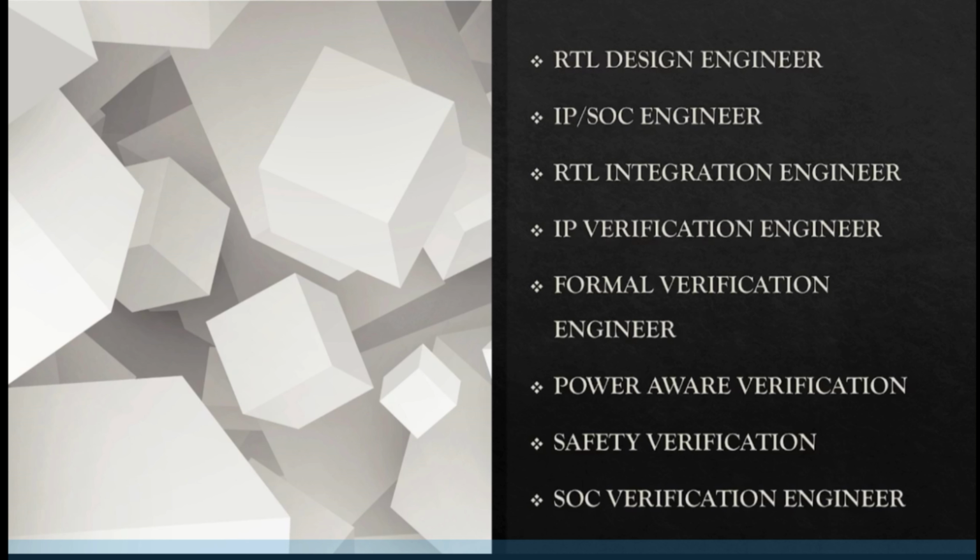Now coming to the verification side. When you are a design or verification engineer, you can be either in the RTL designing team or in the verification team. So what are the categories within the verification team? The first one is the IP verification engineer. So what will this IP verification engineer do? Basically, there are various jobs done by this IP verification engineer.